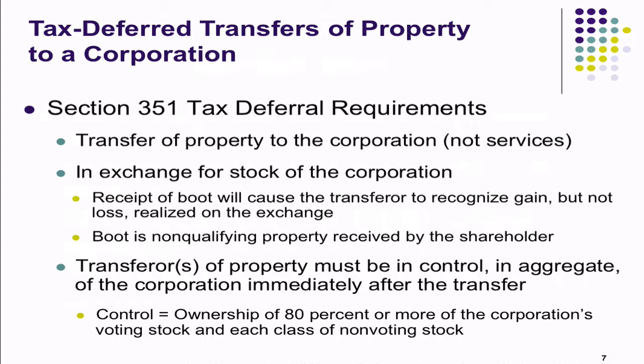So what does control look like? Control looks like we have to own 80% or more of the corporation's voting stock and 80% or more of each class of non-voting stock, if there is such an animal out there, from the corporation. That's control. We have to be running that corporation for the 351 to be effective.